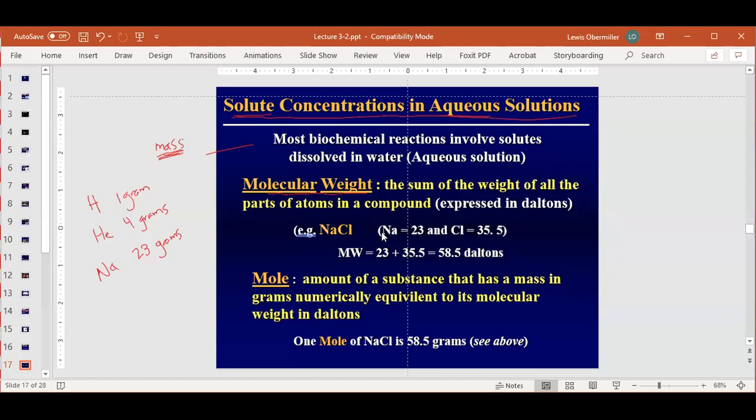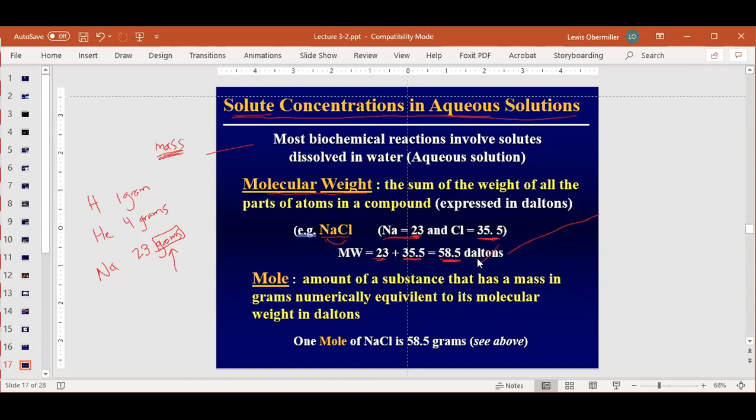So sodium's 23. Remember we said that these were actually Daltons, but we're just going to erase the word Dalton and put the word gram on here. So sodium's is 23 Daltons, chlorine is 35.5 Daltons. If we have sodium chloride, we just add them together because they're a 1-to-1 ratio. And that's 23 plus 35.5, which is 58.5 Daltons.